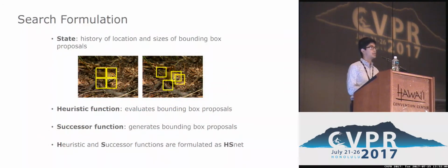And you can actually see this as a search-based approach. It's essentially just beam search, where the beam size is the number of bounding boxes, and your state is the history of locations and sizes of the bounding box proposals. You also have a heuristic function that evaluates the proposals, and a successor function that generates bounding box proposals. That's why we call it HSnet, because it has a heuristic and a successor. So now we'll dive into what HSnet is.